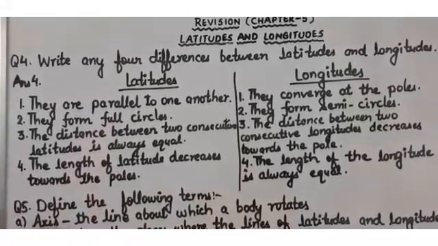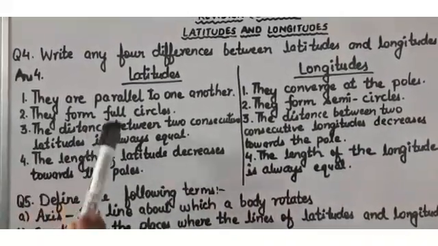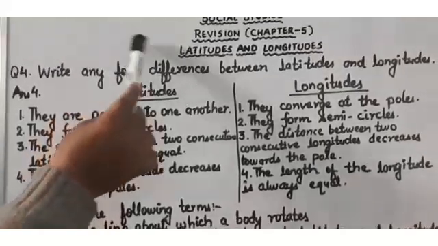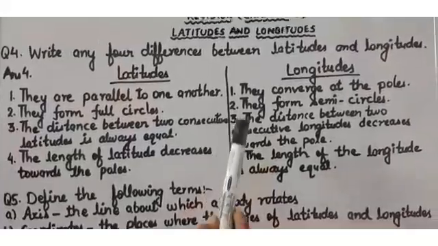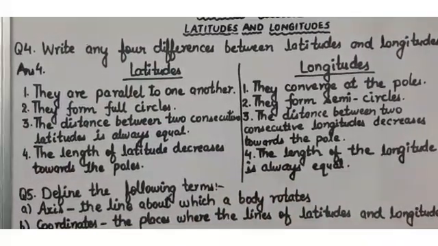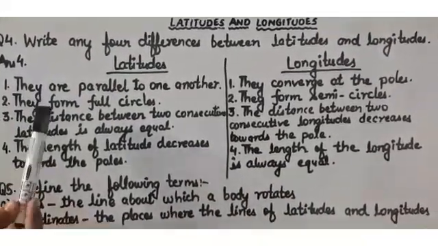Second difference is latitudes form full circles. When we draw the latitudes like this, they form full circles. But longitudes form semicircles, not full circles, only half circles they form.